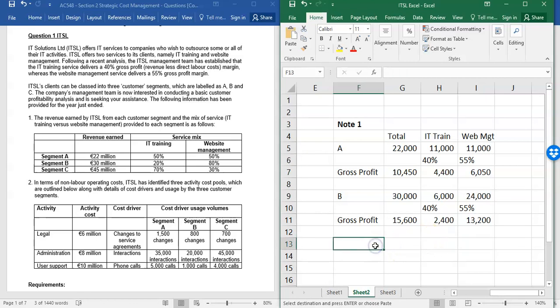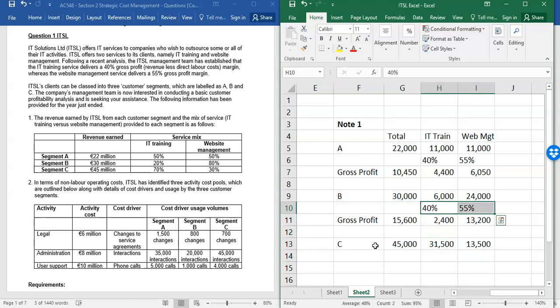And lastly then is segment C. They have 45 million, the biggest division. However, it's also heavily weighted towards IT training. 70% is IT training and 30% is web management. So overall, they're selling a lot more of the lower profitability service.